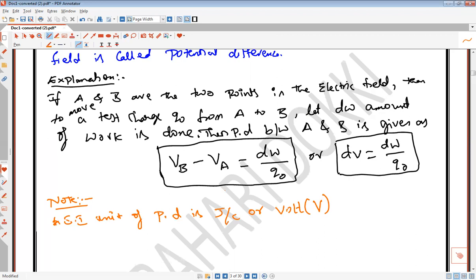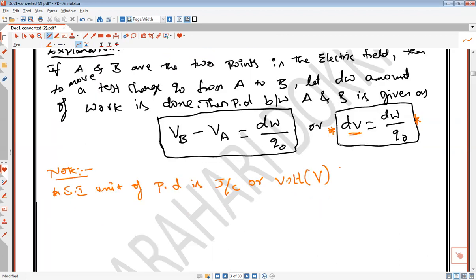Right? So this is regarding the idea of potential difference. Remember the formula for potential difference. Potential difference between any two points is written as VB minus VA is equal to dW divided by Q naught, or VB minus VA can also be written as dV. Potential difference between any two points is work done by charge. Right? So this is regarding the idea of potential difference.